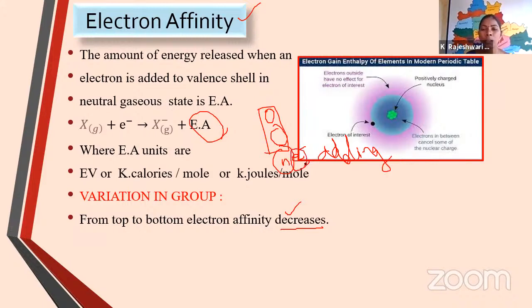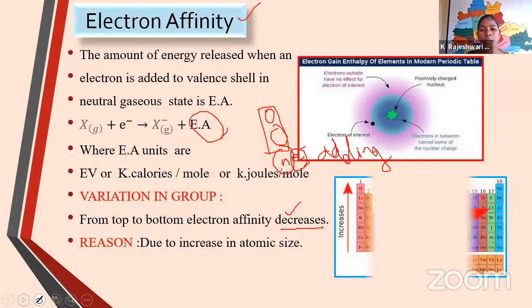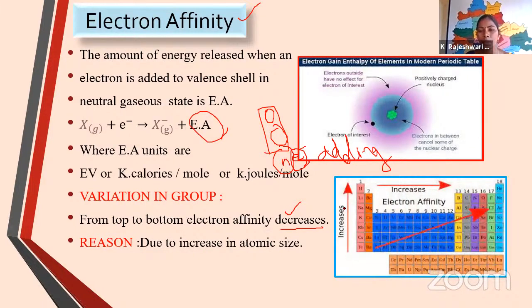The nucleus does not have that much nuclear attraction over the last electron because of its far away distance. So the reason is the increase in atomic size and less nuclear attraction. That is why in a group the electron affinity decreases. Here you can see it shown from bottom to top: it increases from bottom to top, and decreases from top to bottom.